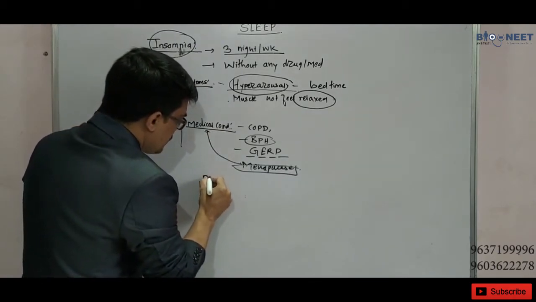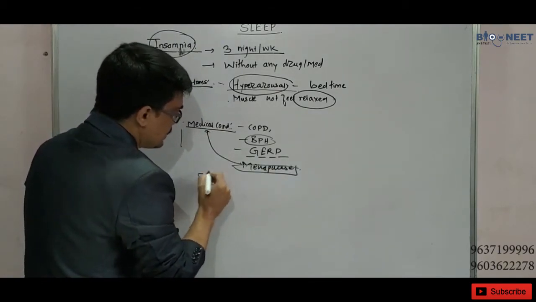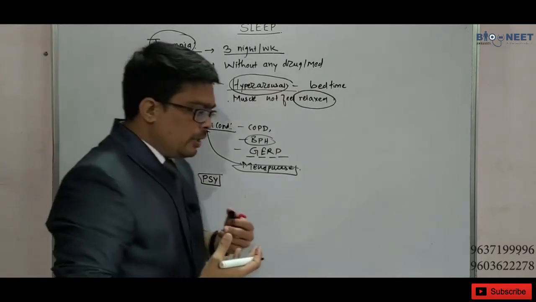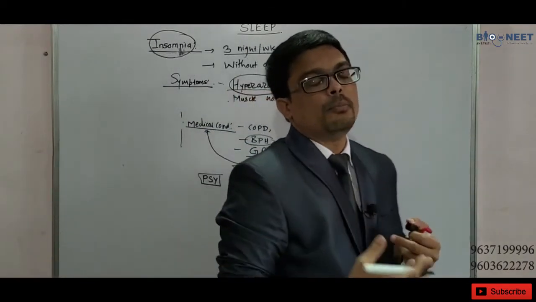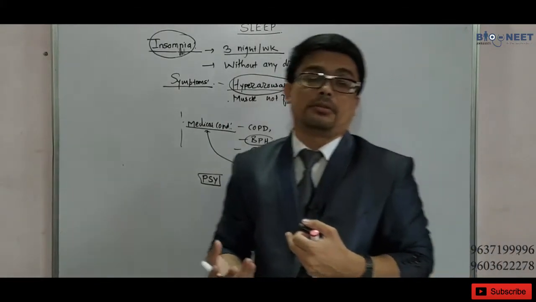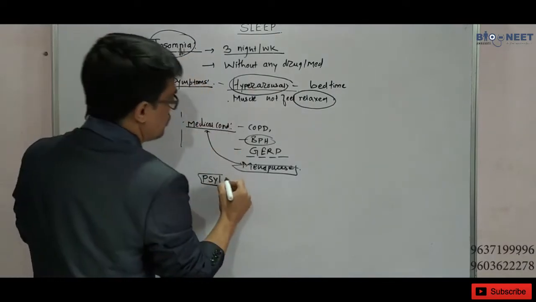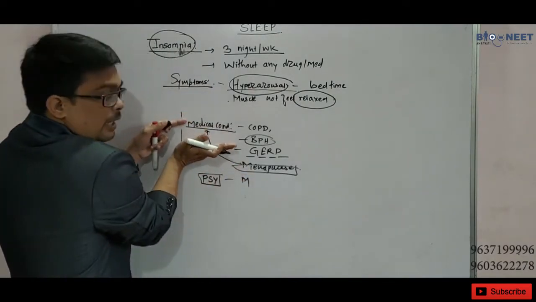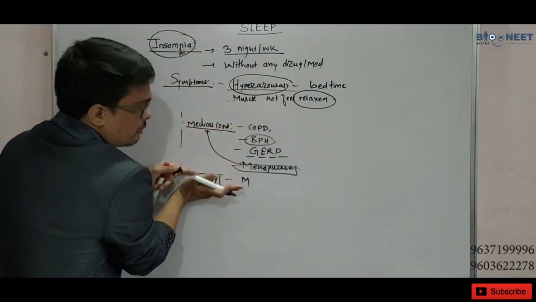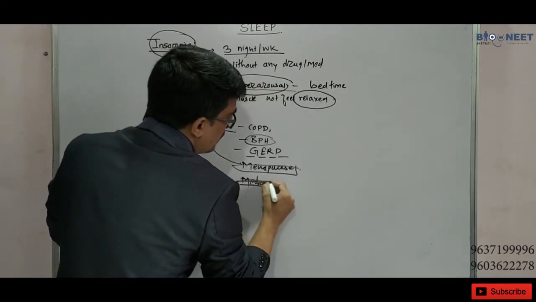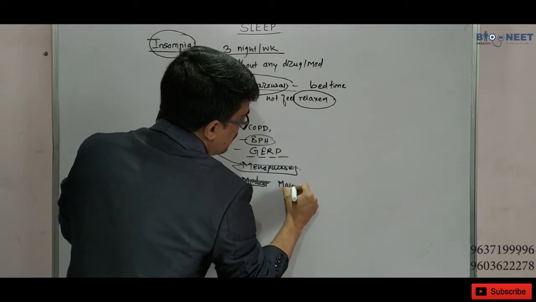Then there are certain psychiatric conditions in which a person can feel insomniac. Whenever you are not able to sleep, the most important reason is depression. Major depression is there, and because of that you are insomniac, right? So that's why I separate the medical conditions from the psychiatric conditions. That is the major depression.